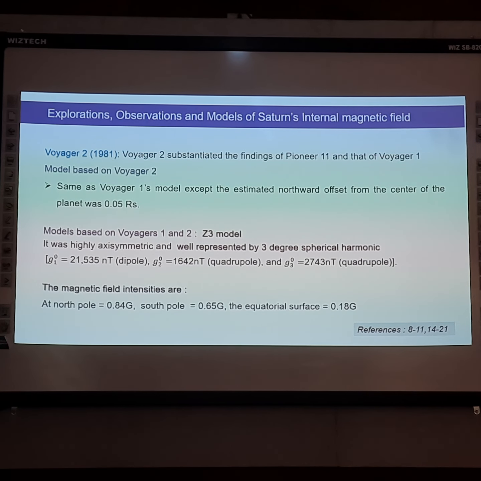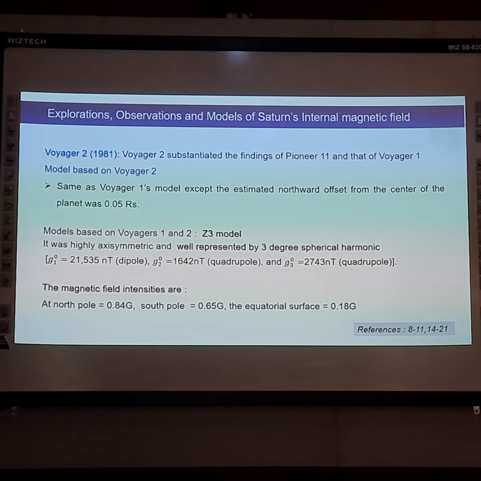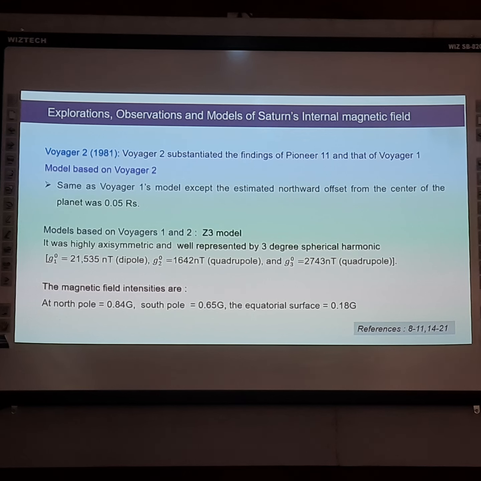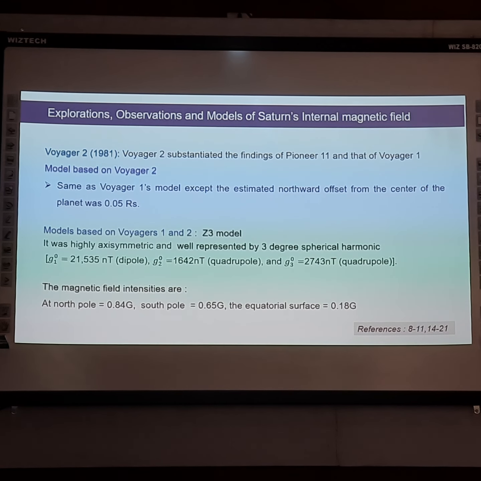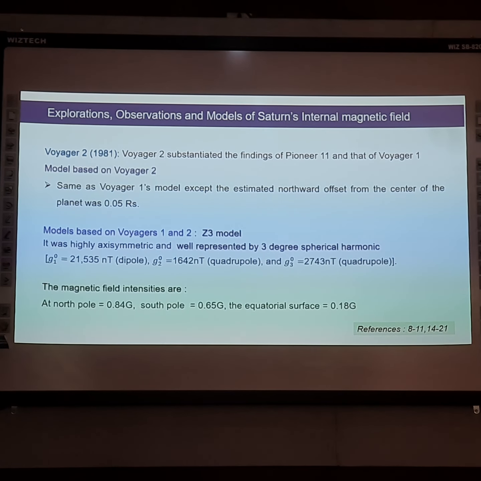In a simple way, the Z3 model is simple in the sense that it says this magnetic field is as simple as three spherical harmonics. These are the three spherical harmonics which were found, with their values. I think the values are not so important, later on we will realize. Then the magnetic field is given to be 0.84 Gauss, very small. These are the findings of the magnetic field.